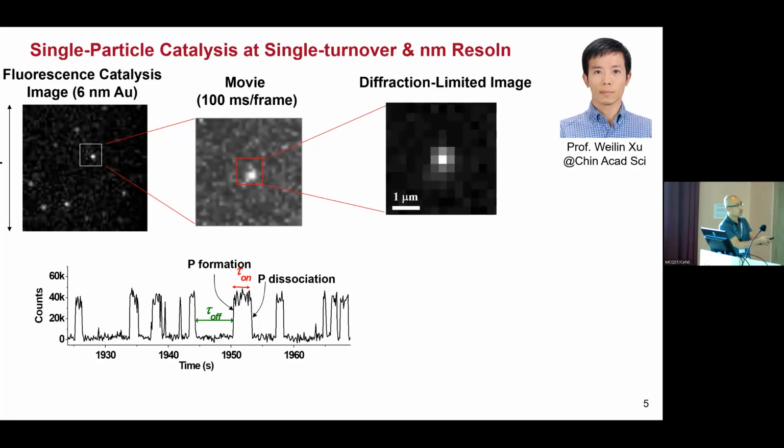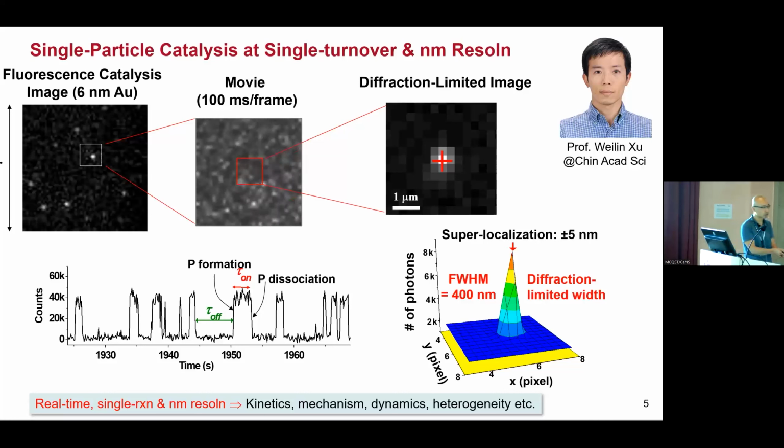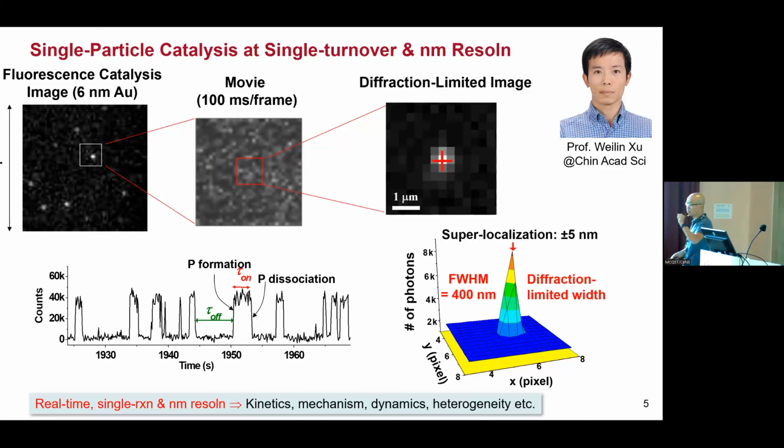So now one can further zoom into this fluorescence image. One can see the fluorescence of the reaction product spreads over a few camera pixels. Okay, one can plot this fluorescence image in three-dimensional fashion: X pixel, Y pixel, and Z is the number of photons. So this fluorescence of a single molecule appears as a mountain with a width of about 400 nanometers, much bigger than the actual physical dimension of a 1 nanometer sized molecule. So this is the so-called diffraction limited width, well known in the field.